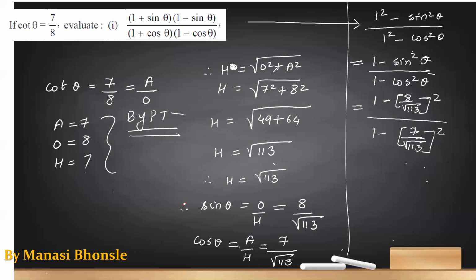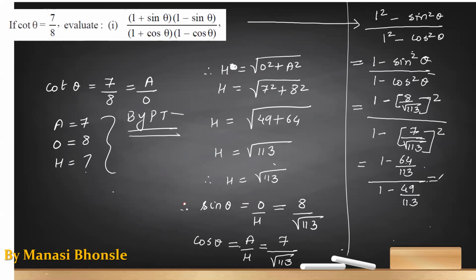So if you observe this, when we come down to 1 minus sine square upon 1 minus cos square, we just put in the values of sine theta as 8 upon root 113 whole square and cos theta as 7 by root 113 and cos square will be whole square. So this comes down to 1 minus 64 upon 113. This comes down to 1 minus 49 upon 113.